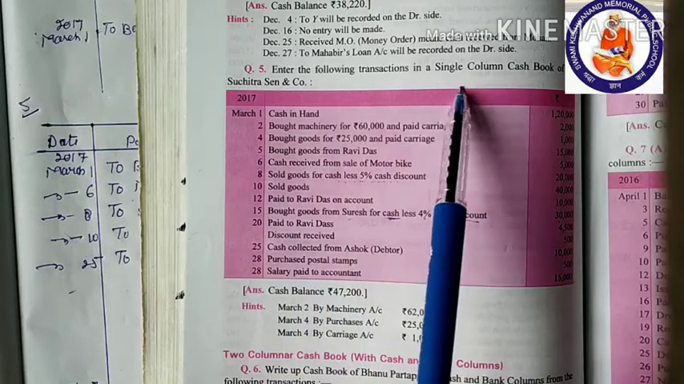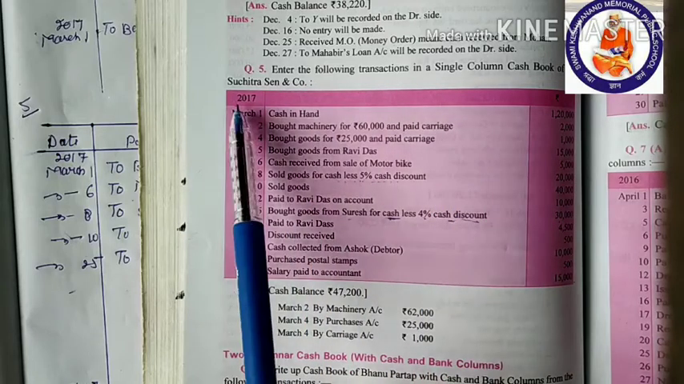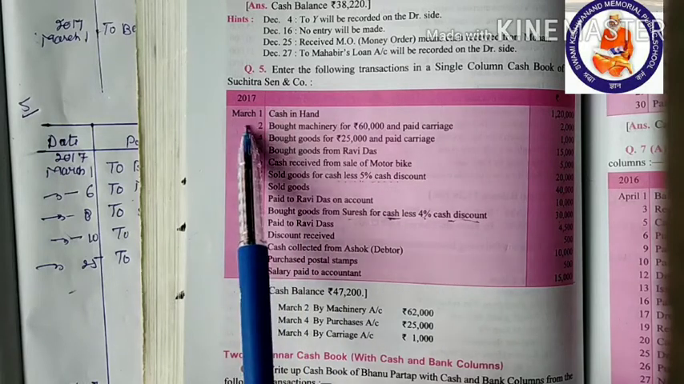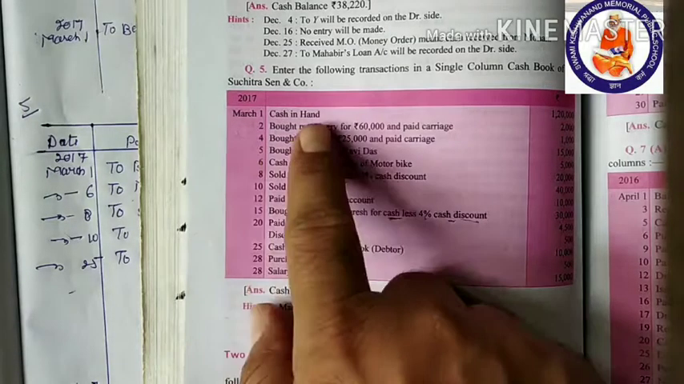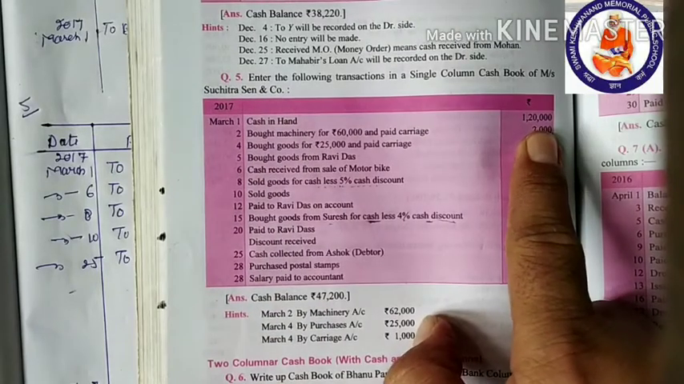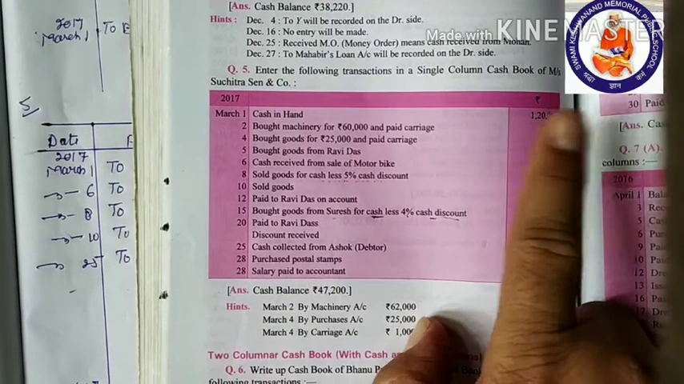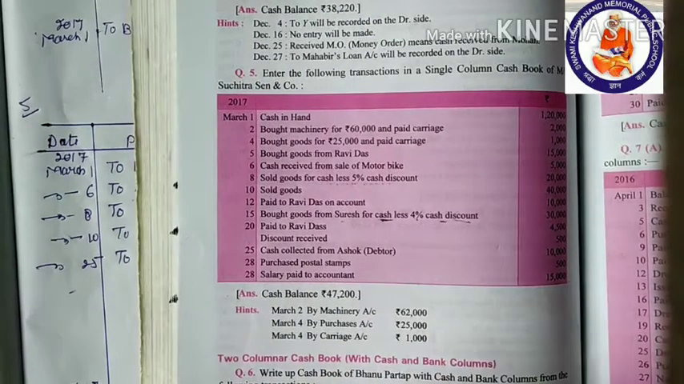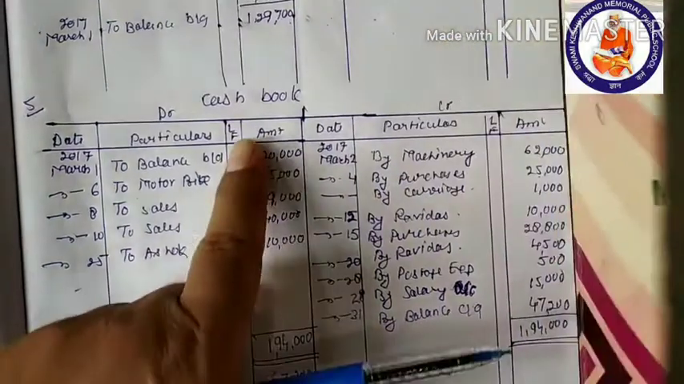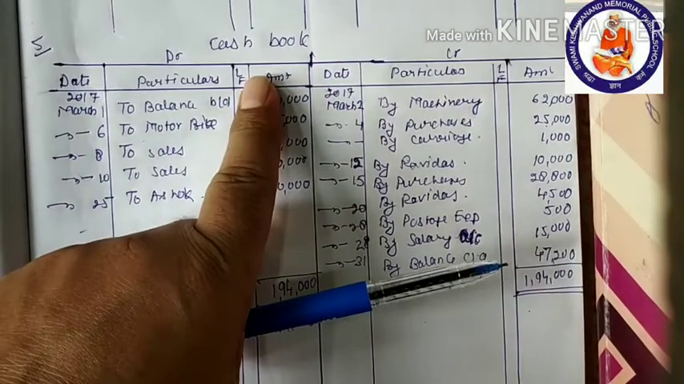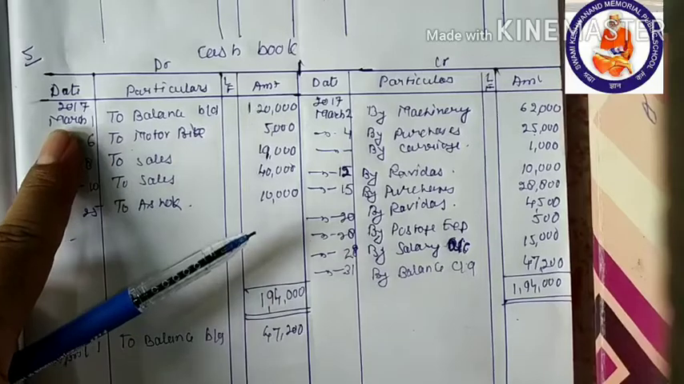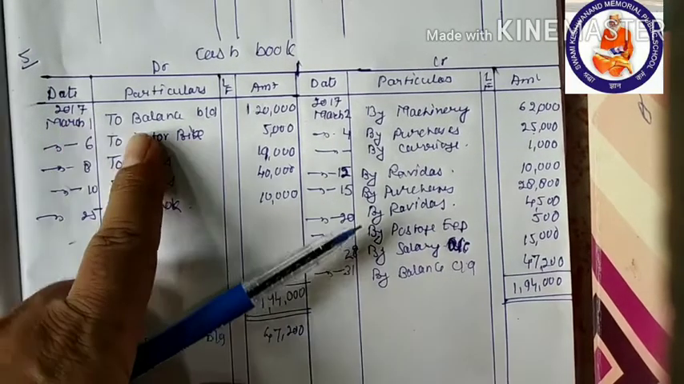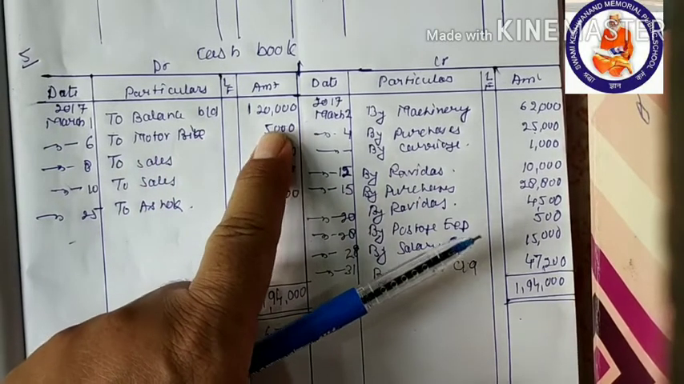To enter the following transactions in the single column cash book of Messrs. Suchitra Sen and Company. 2017 March 1st, cash in hand is 1,20,000. When there is an opening balance of cash, we show it on the debit side. Here is the cash book prepared, and we have shown 2017 March 1st, to balance brought down, 1,20,000 here on the debit side.